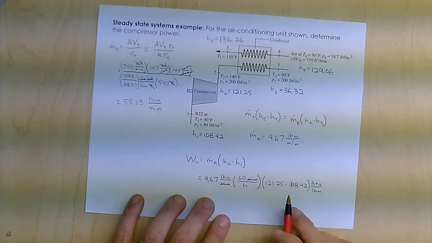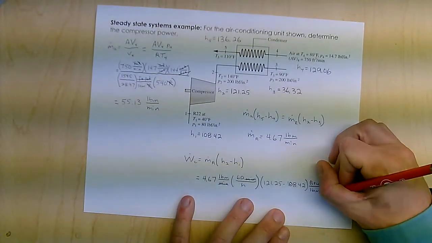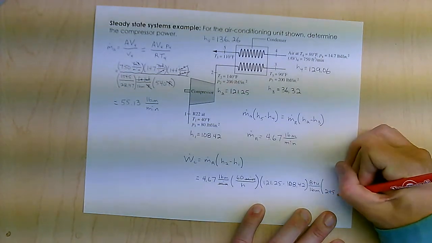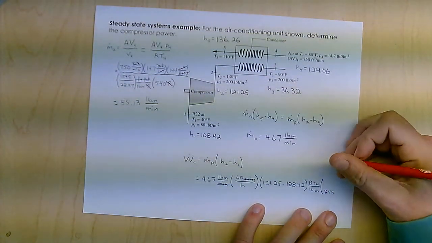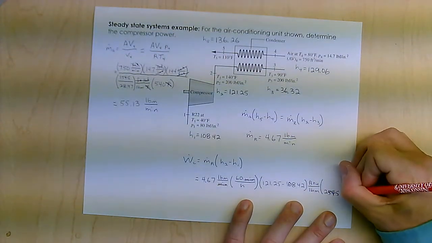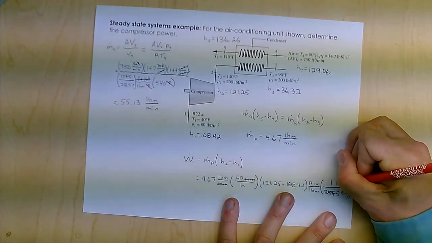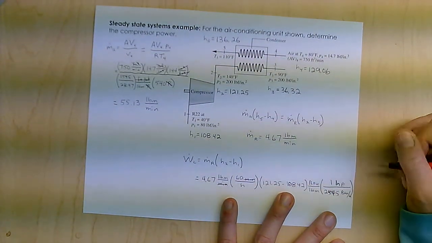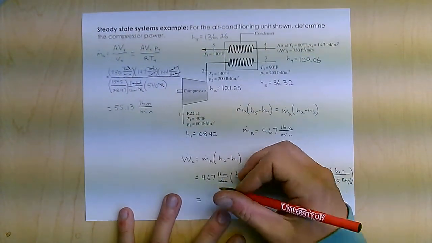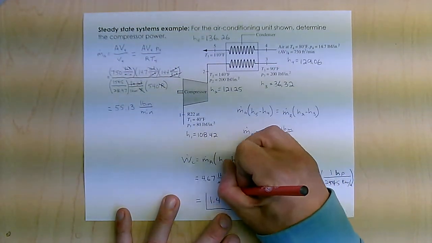Okay, so now I've got BTUs per hour, and my conversion factor here is 2545 BTUs per hour in every horsepower. So that'll get the units to work out for me when I plug all those values in. I actually get 1.41 horsepower, and that's the amount of work that is put into the compressor.